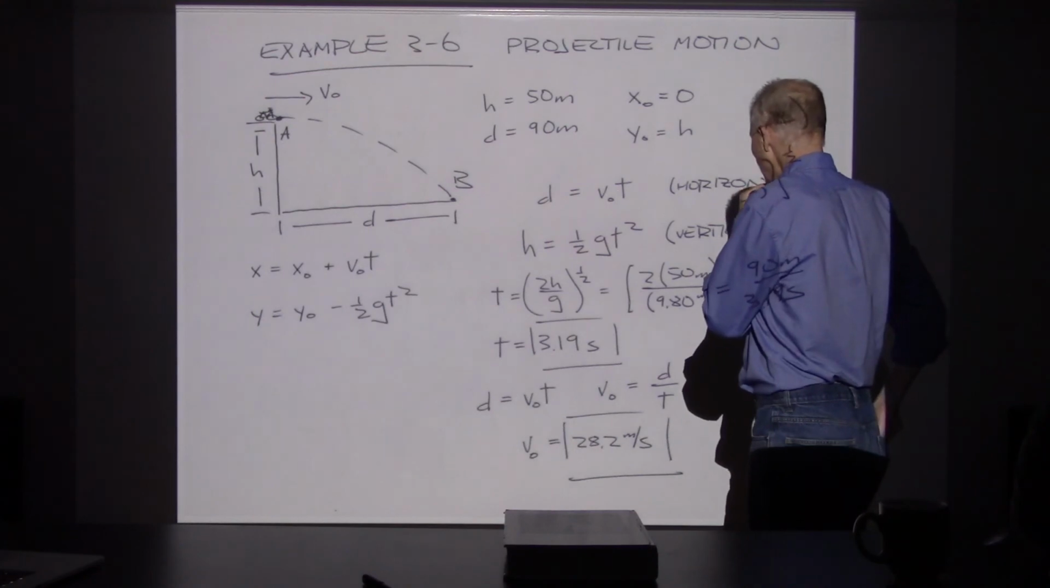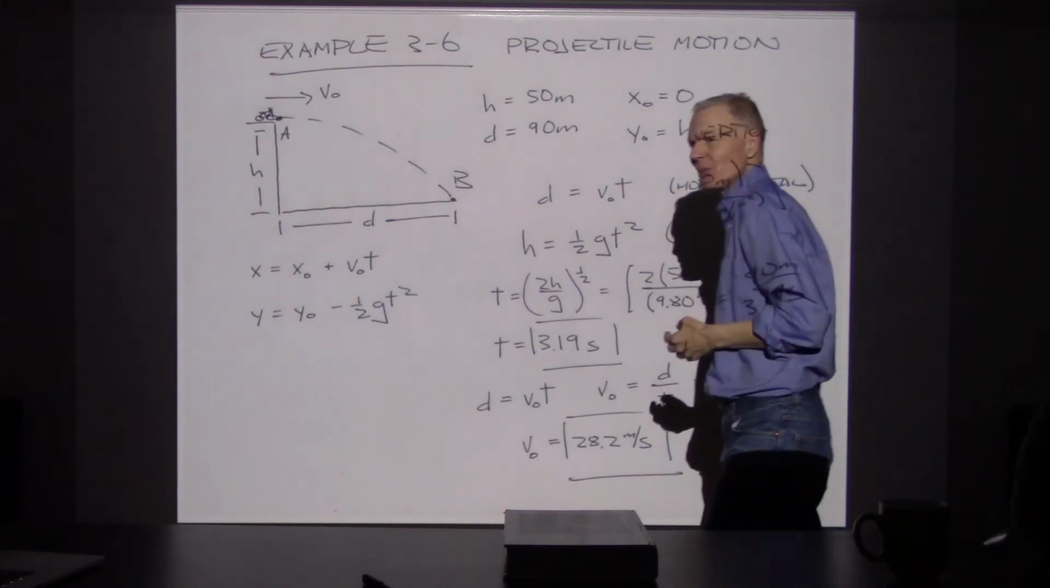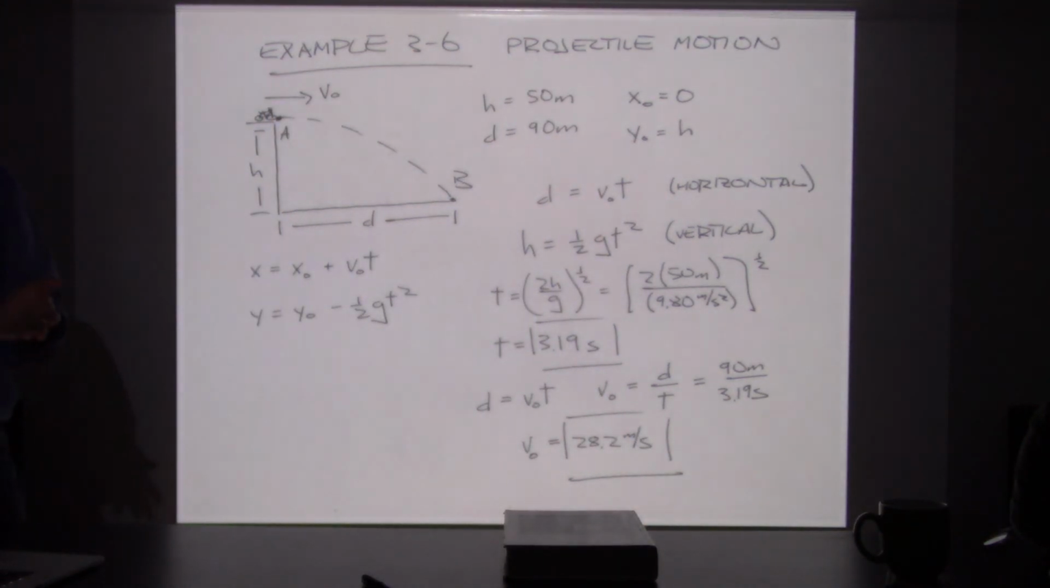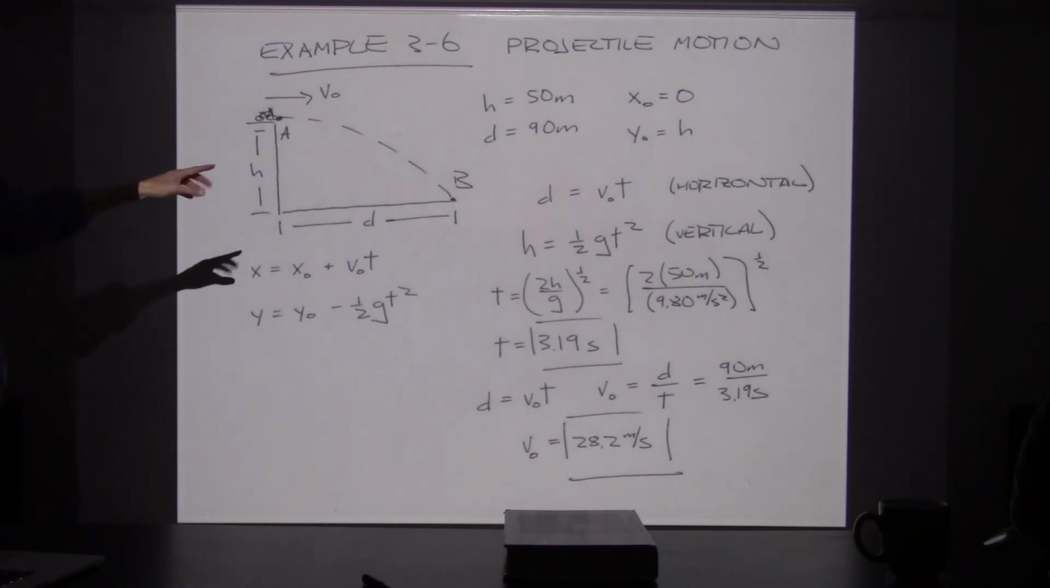So sure, that's doable as long as there's no air resistance. But there is going to be air resistance at that speed. If you're driving a motorcycle at 70 miles an hour, do you notice any air resistance? Yeah, I think so. So we're not really going to be able to make this work, but this is an example of doing projectile motion.